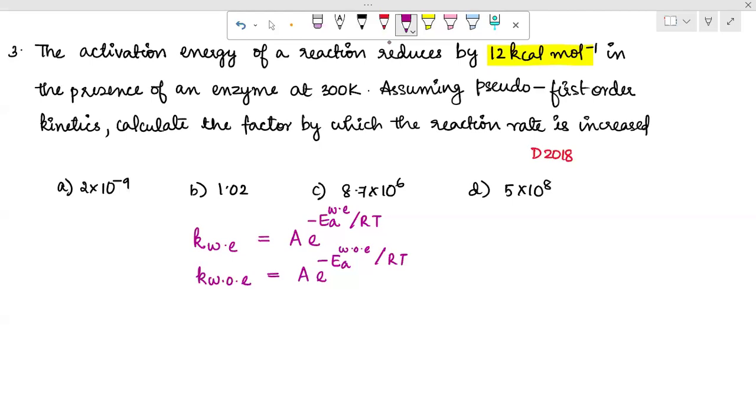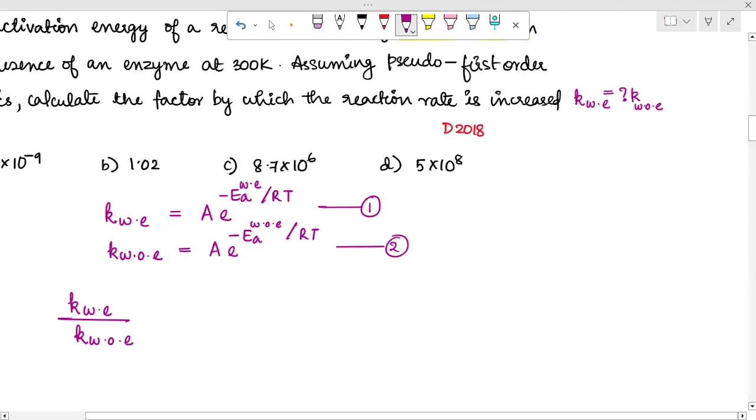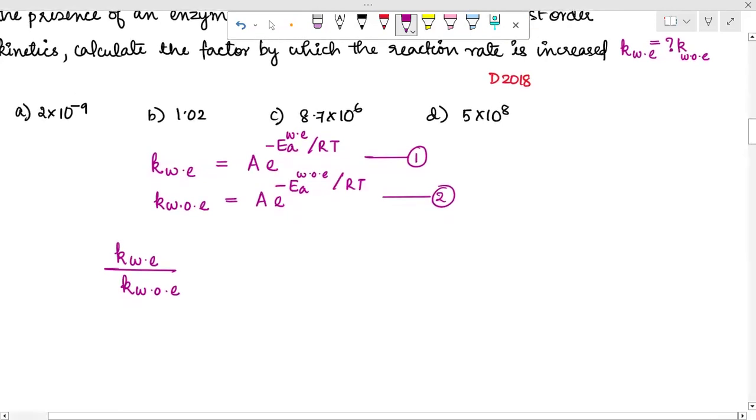Now let's say I divide 1 by 2. If I divide 1 by 2, what do I get? The rate constant with enzyme divided by the rate constant without enzyme. That is what we have to find in the question also. Calculate the factor by which reaction rate is increased. That is, you have to find with enzyme, whatever the rate constant is, that is equal to how many times the rate constant without enzyme. The rate constant with enzyme is equal to how many times the rate constant without enzyme is what you have to find. Okay. So we'll take the ratio.